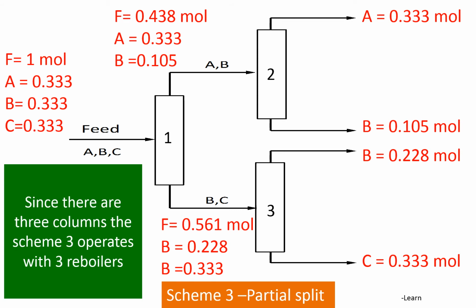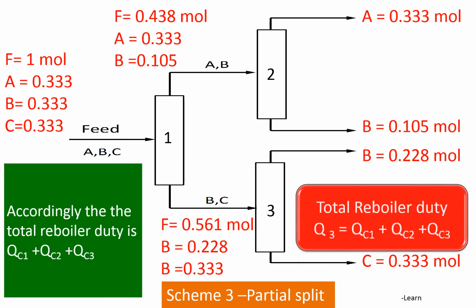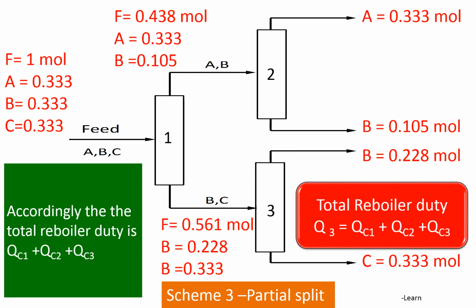Since there are 3 columns, scheme 3 operates with 3 reboilers. Accordingly, the total reboiler duty is QC1 plus QC2 plus QC3.